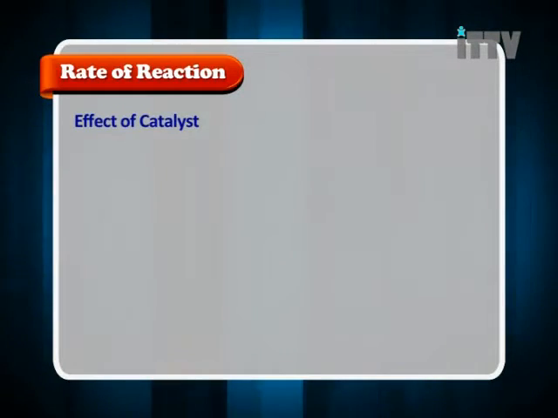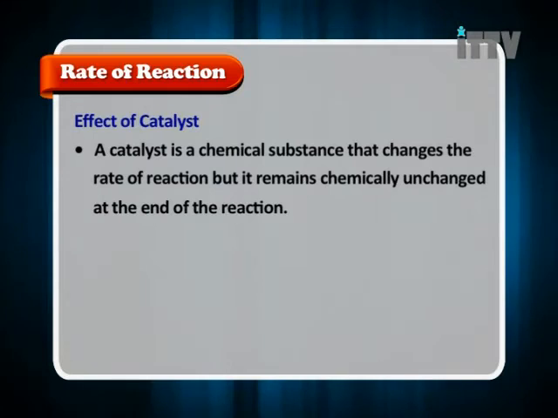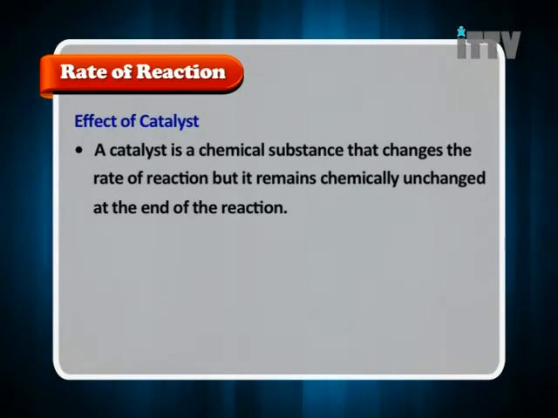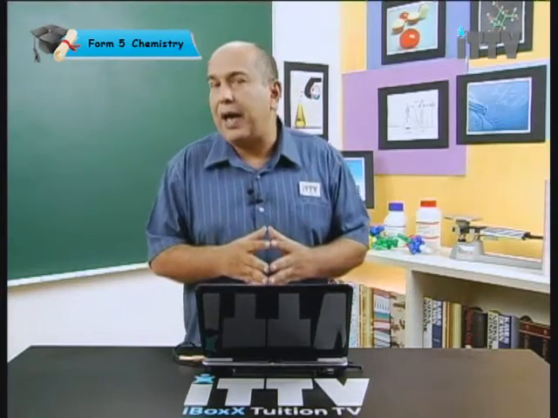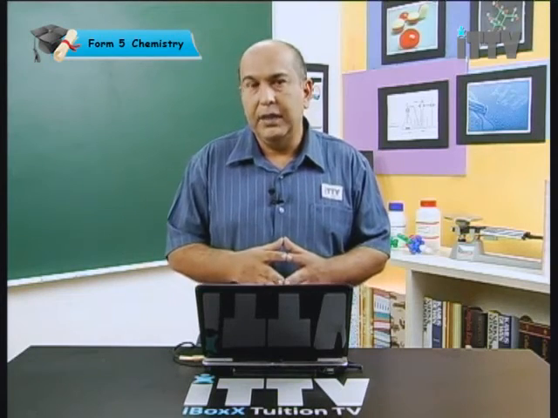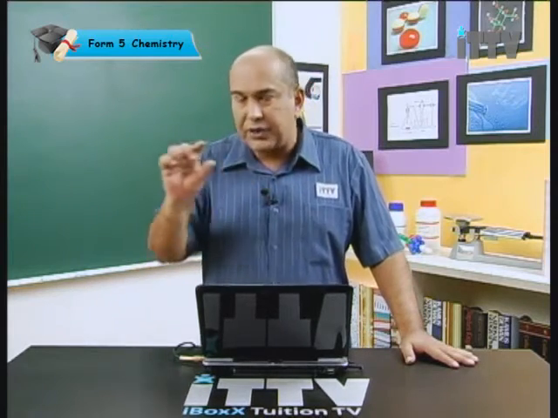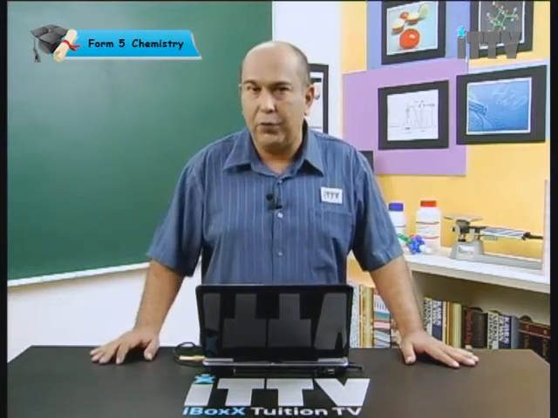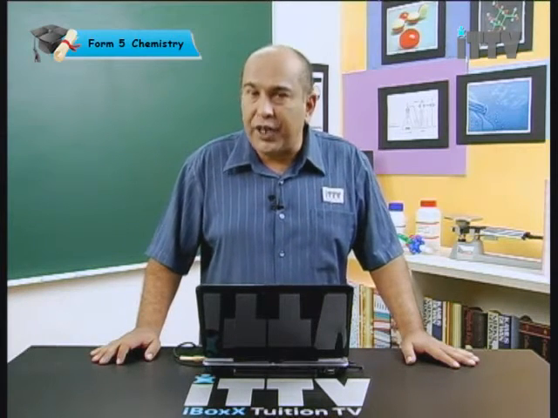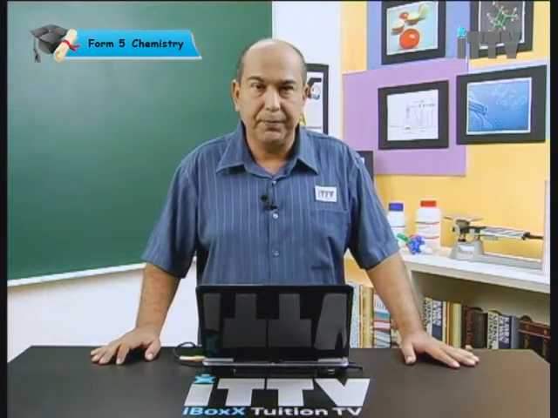Effect of catalyst. A catalyst is a chemical substance that changes the rate of reaction, but it remains chemically unchanged at the end of the reaction. So a catalyst doesn't take part in the reaction. It is not a reactant and it is not a product. Mainly, the catalyst is something that we would write in a reaction equation above the arrow. Also, it is unchanged chemically, which means that most catalysts can be reused.